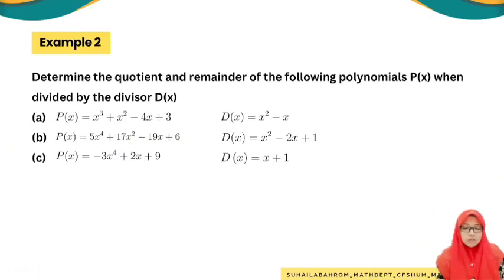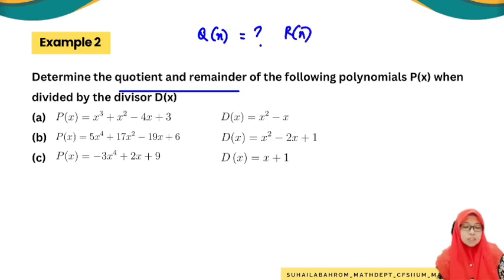So let's look at the next question. In this example, they ask you to divide this polynomial and determine the quotient and remainder. In this case, the question doesn't ask you to write it in terms of the algorithm. What the question asks you to do is just to find what is q(x) and what is r(x) when you divide the polynomial p(x) by d(x). Okay, so before you proceed, I want you to try out A, B, C.